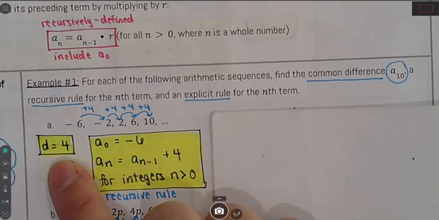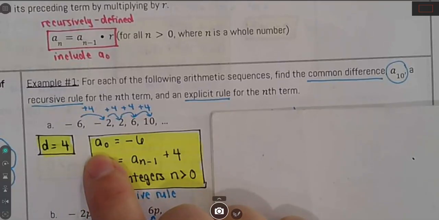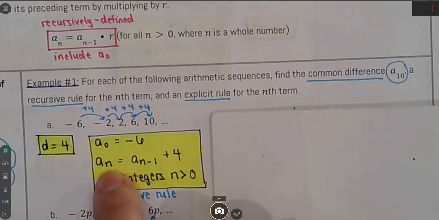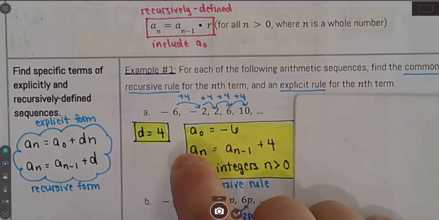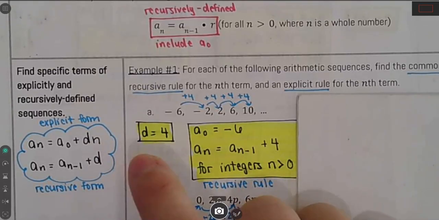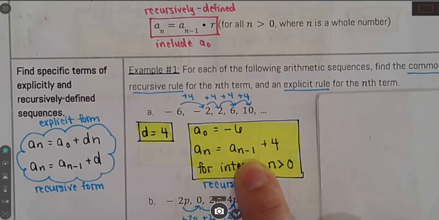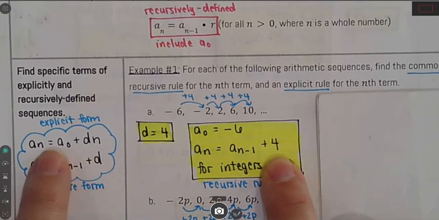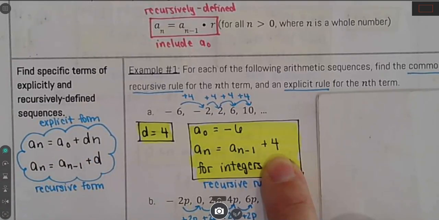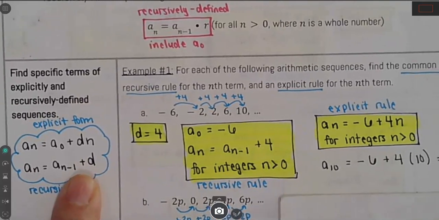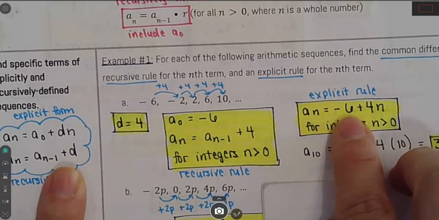Okay, so the common difference is 4. The initial term is -6. And this is explicit form and this is recursive form. The recursive rule, we have a sub n equals a sub n minus 1 plus 4. I'm following this here. Oh, sorry, this one here. Pointed to the wrong one. A sub n equals a sub n minus 1 plus d. That's the recursive rule. The explicit rule, we've got a sub n equals -6 plus 4n.